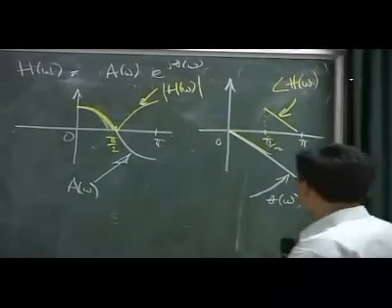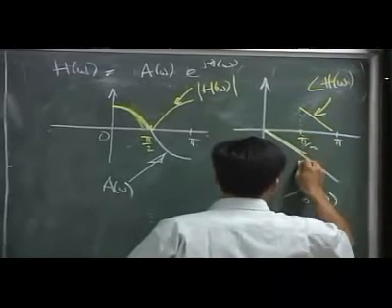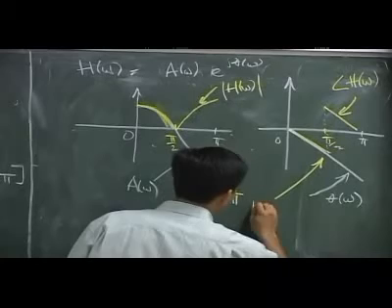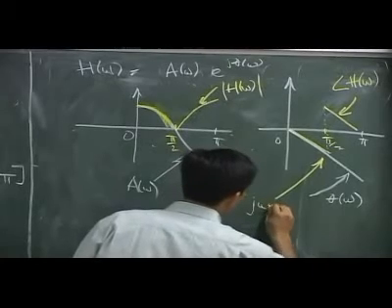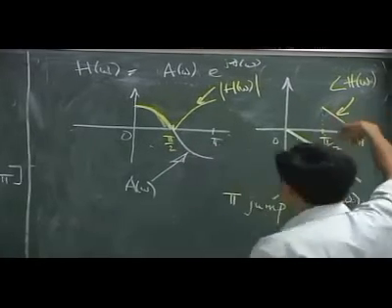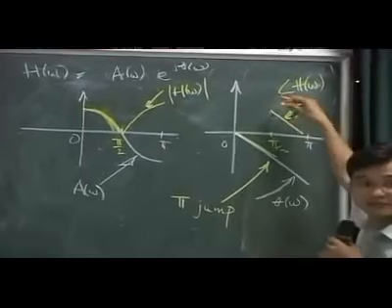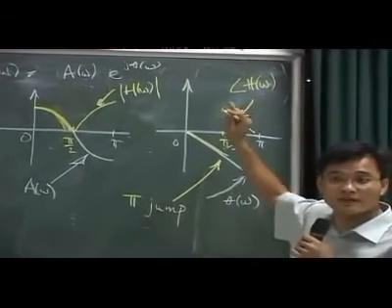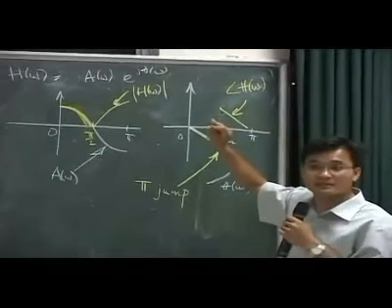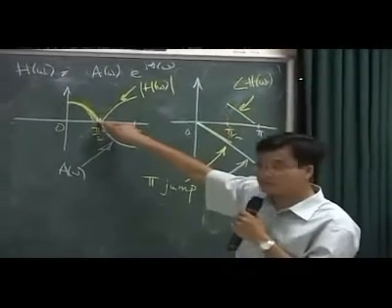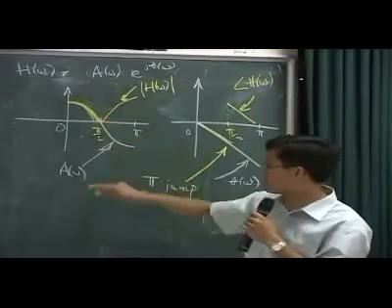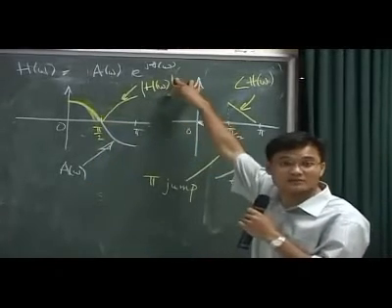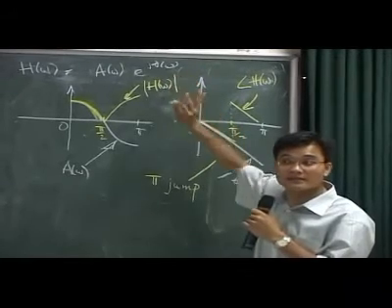What people call this is a pi jump on the phase. And where do we have that jump? Where this thing goes across 0. So it only jumps when H of omega equals 0, when the magnitude equals 0. Is that clear?